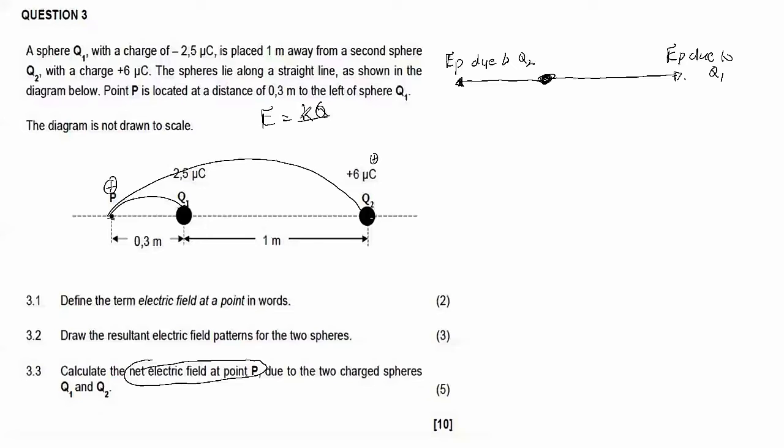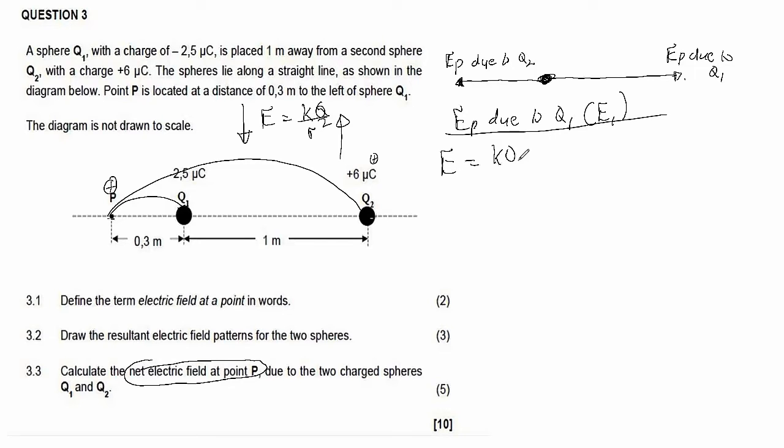So if you are looking at it in terms of the formula, you can see that the bigger the distance, the smaller the electric field. Okay, so now let's calculate. Starting with this one, this would be EP due to Q1. So we're going to take that one as our E1. And then this is E equals KQ over R squared.